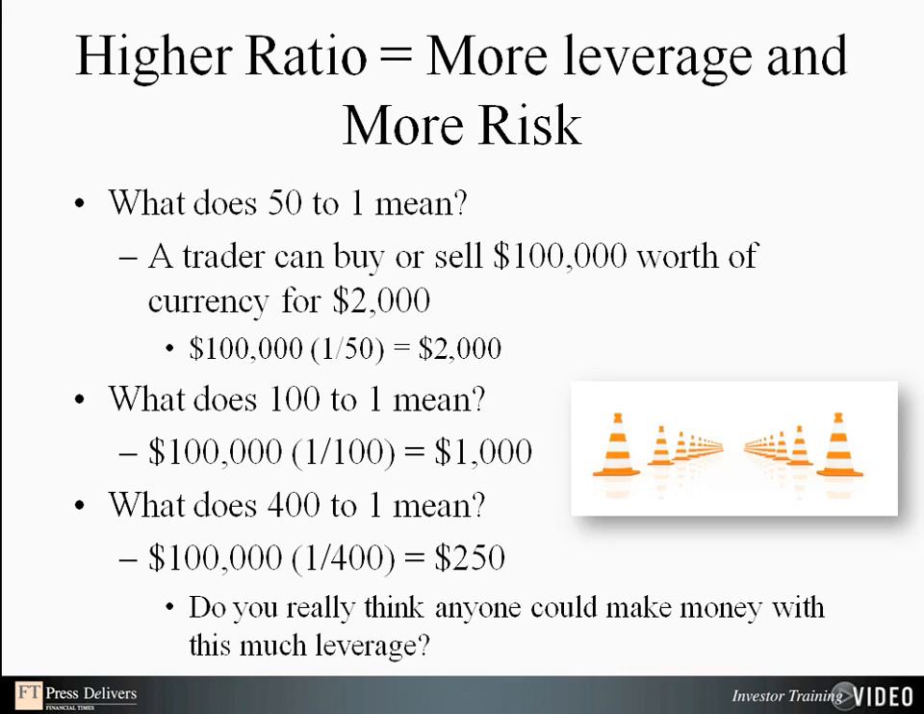Before the NFA limited leverage to 50 to 1, the rule was actually 100 to 1. And in fact, most brokerage firms offered 100 to 1, which meant that a trader could put down $1,000 and trade $100,000. In other words, they're putting up $1,000, but they're making or losing money based on $100,000 worth of currency. We mentioned that some brokerage firms went as far as offering 400 to 1. And 400 to 1 leverage means that a trader could have put down $250 and made or lost money based on $100,000 worth of currency.